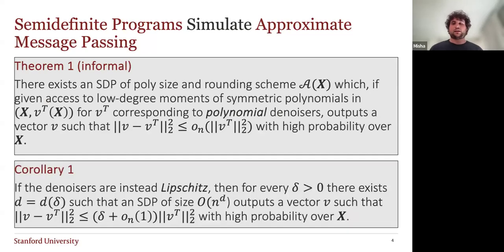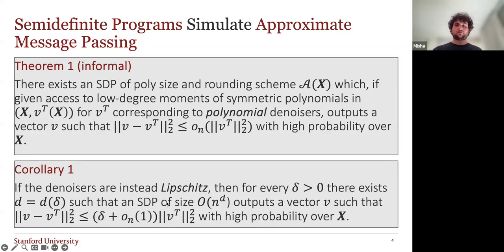As a corollary, if these denoisers are instead Lipschitz, which is a more common setting, for example, in non-negative PCA, the ReLU operation is Lipschitz, then we can still do approximately the same thing modulo some polynomial approximation. In particular, for every delta, we can construct an SDP which has runtime depending on delta, and error which depends on delta. As you can see here, it's additive error for some error in the exponent.